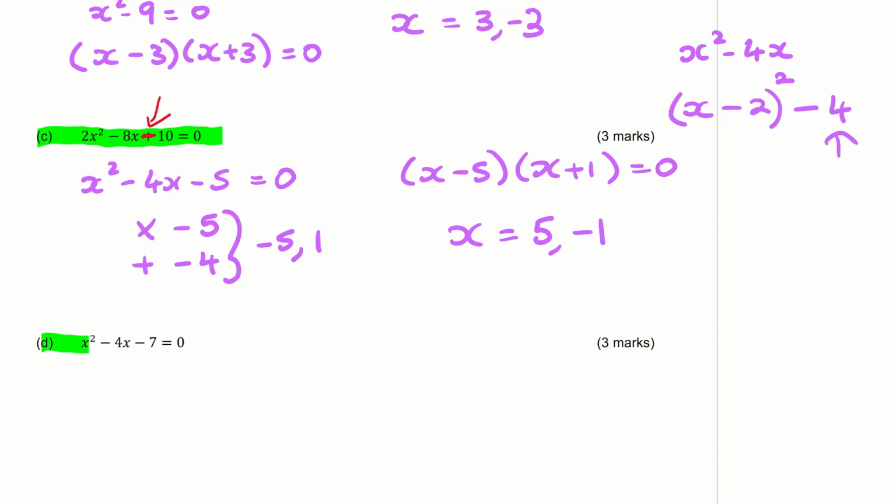Then we have x squared minus 4x minus 7 equals 0. So with this one, we're not going to find anything that multiplies to give negative 7 and adds to give negative 4. So it's not done by factorizing in that way. And so what we're going to do is complete the square on x squared minus 4x.